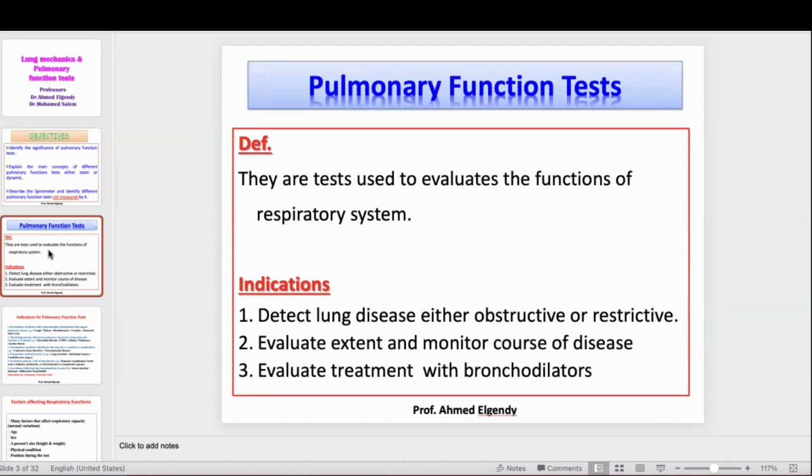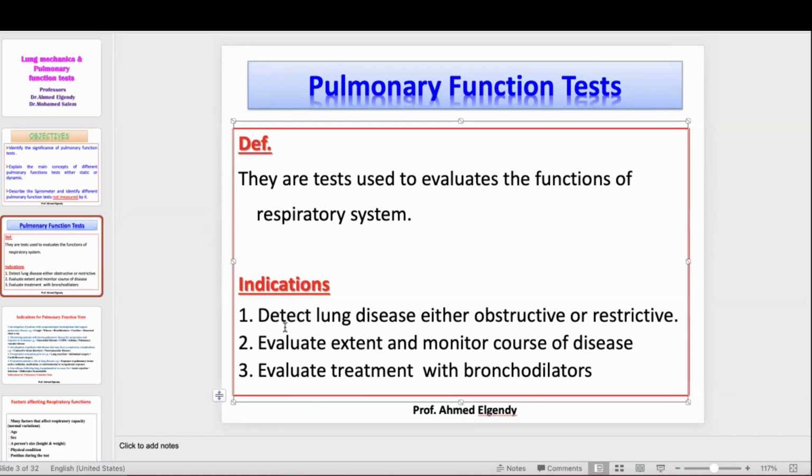So pulmonary function test, what is this? These are the tests to evaluate the function of the respiratory system. What are the indications for doing this? What are the indications when we should do the pulmonary function test?